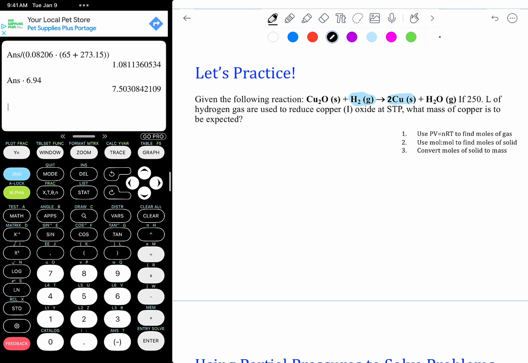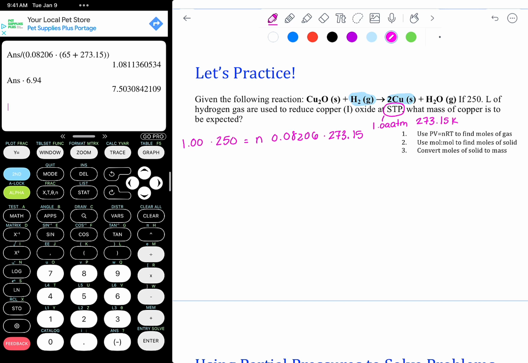The first step is going to be plugging in our volume of hydrogen gas into PV equals nRT. Remember that STP tells us that our pressure is 1 atm and 273.15 Kelvin. So pressure is going to be 1. The volume is 250, which is equal to n, which we're solving for, times R, 0.08206, times the temperature, 273.15.